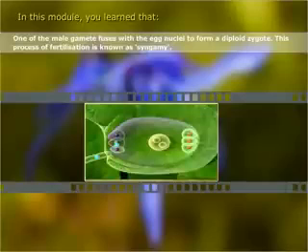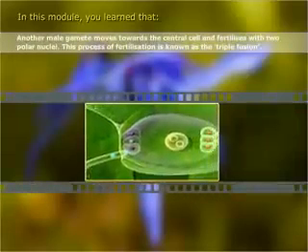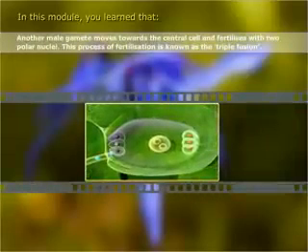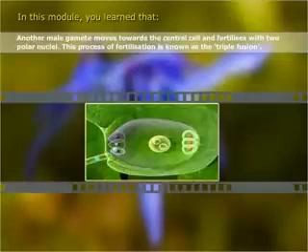This process of fertilization is known as syngamy. Another male gamete moves towards the central cell and fuses with the two polar nuclei. This process of fertilization is known as triple fusion.